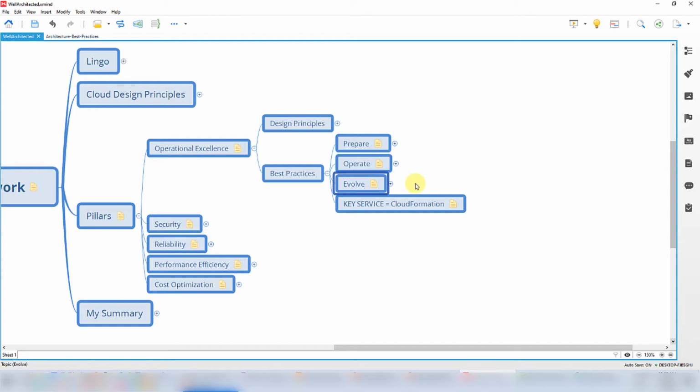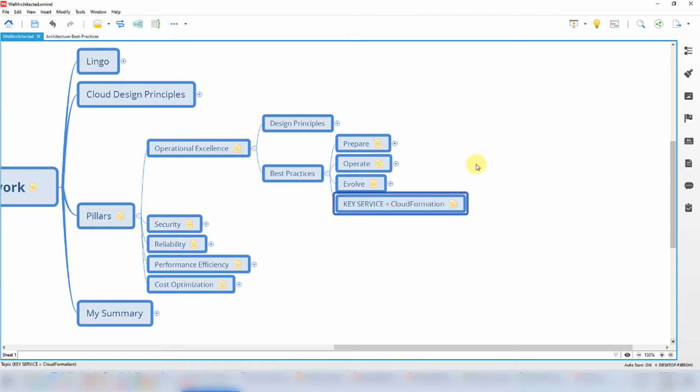In the evolve category, you must continuously refine workload and operations. There should be feedback loops for continuous improvement, and best practices and learnings should be shared across teams. And there should be analytics on the metrics data to identify opportunities for improvement. And it's important to have the support for sandboxes for development and test environments.